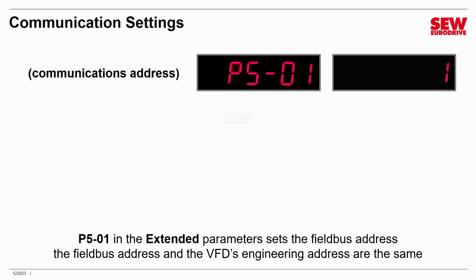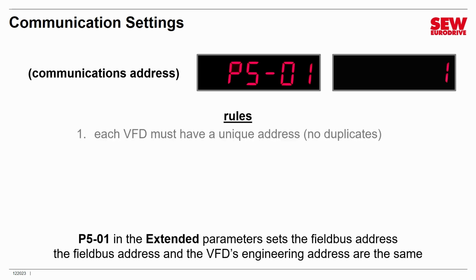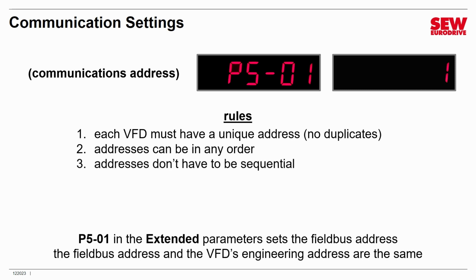And let's go over the rules for setting these up. First of all, every VFD must have a unique address. You cannot have duplicates. If you do, you will have some weird problems, so be sure every VFD's number is unique. They can be in any order you like. They do not have to be 1, 2, 3, 4, 5. You can set them in any order. Nor do they have to be sequential. You don't have to just use ascending or descending numbers. You could just pick a random group of numbers and set them up.